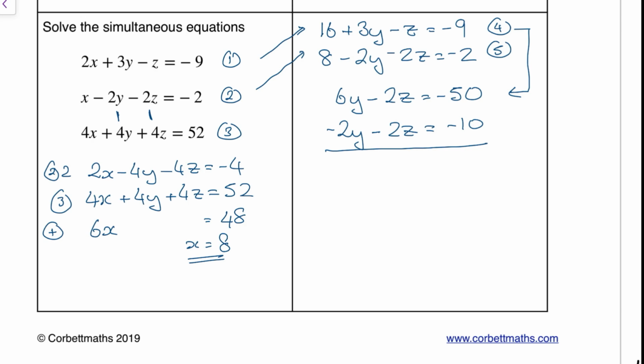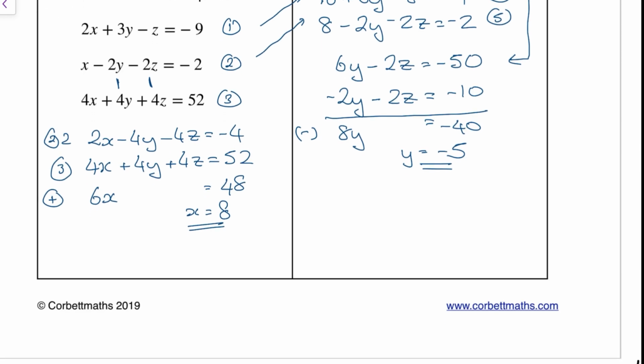Now, what do I have? I have minus 2z and minus 2z, so therefore I'm going to take these equations away. So 6 minus minus 2 is 8y. And minus 50 minus minus 10 is minus 50 plus 10, which is minus 40, which means that y is equal to minus 5. Okay, almost there.